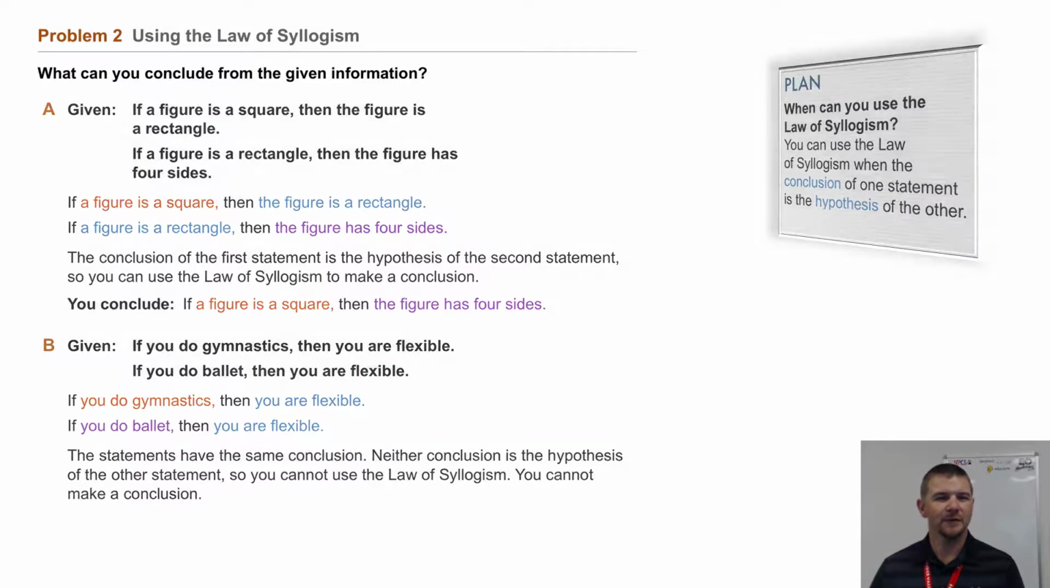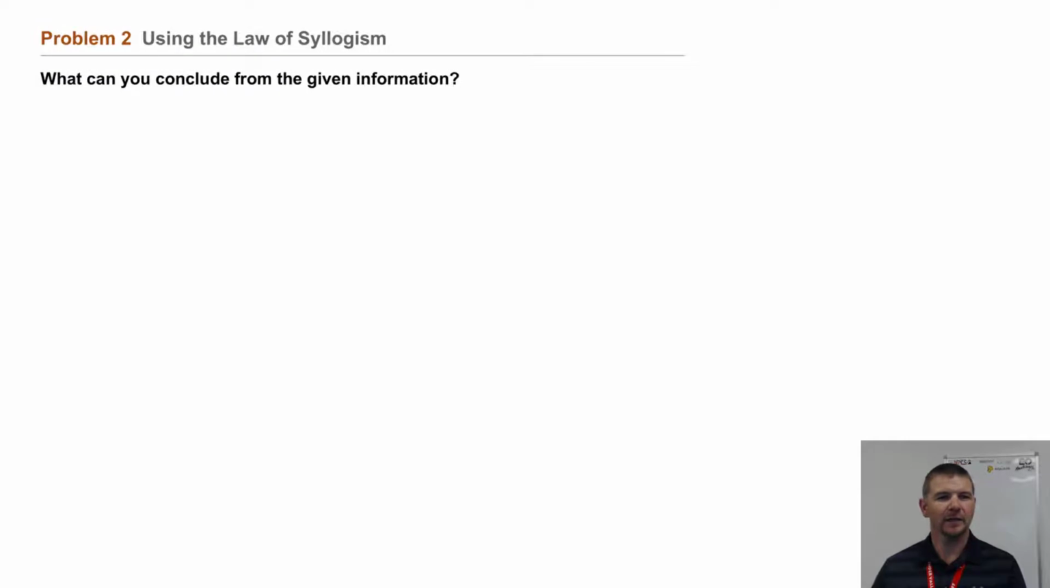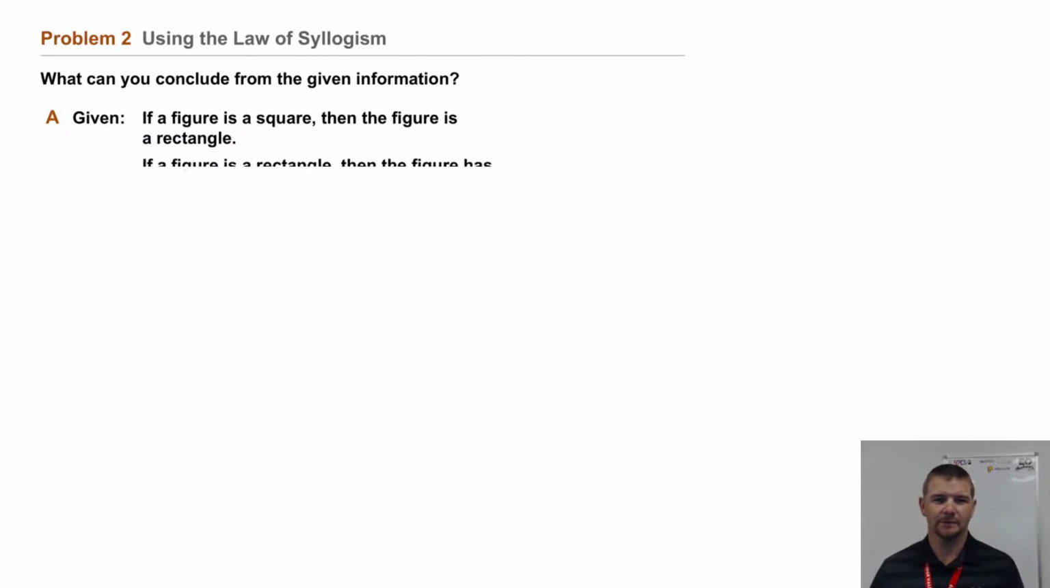Problem 2. Using the law of syllogism, what can you conclude from the given information? A. Given, if a figure is a square, then the figure is a rectangle. And if a figure is a rectangle, then the figure has 4 sides.